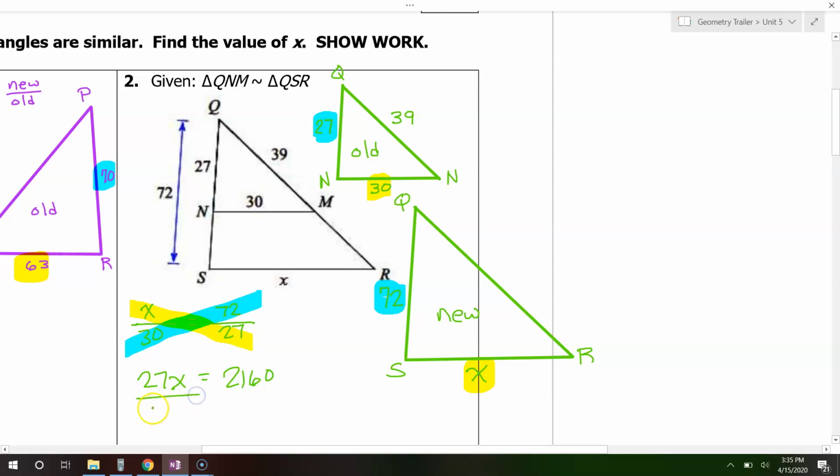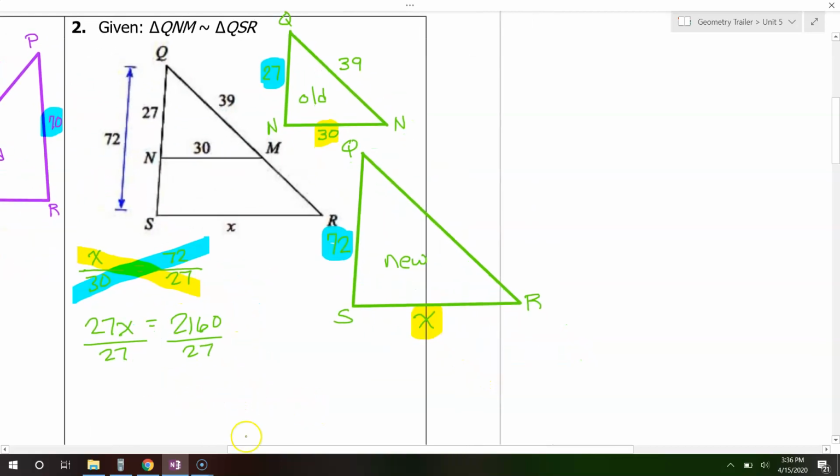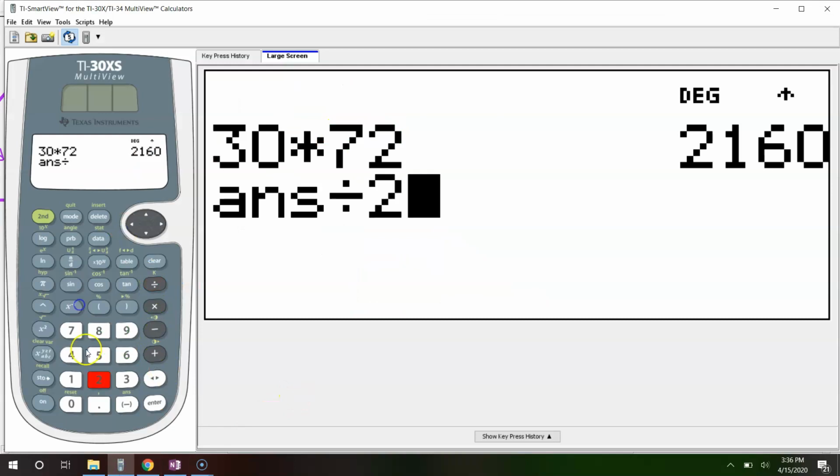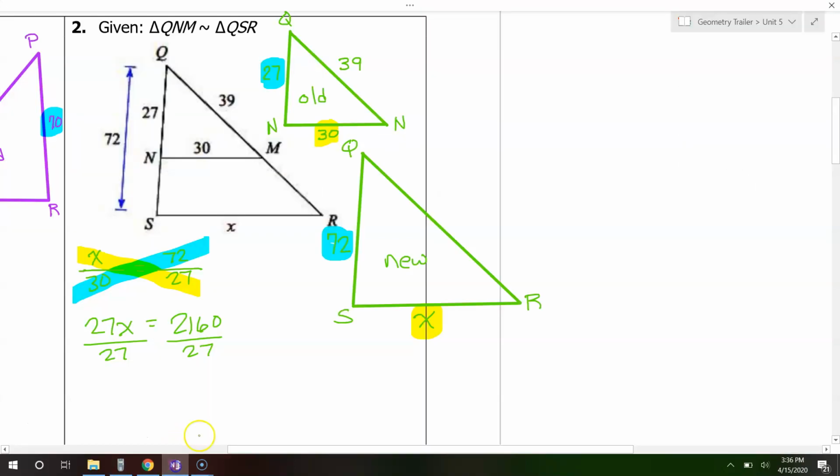So then all we have to do is divide both sides by 27. So we'll just go divided by 27. And we get 80. So therefore X is equal to 80.